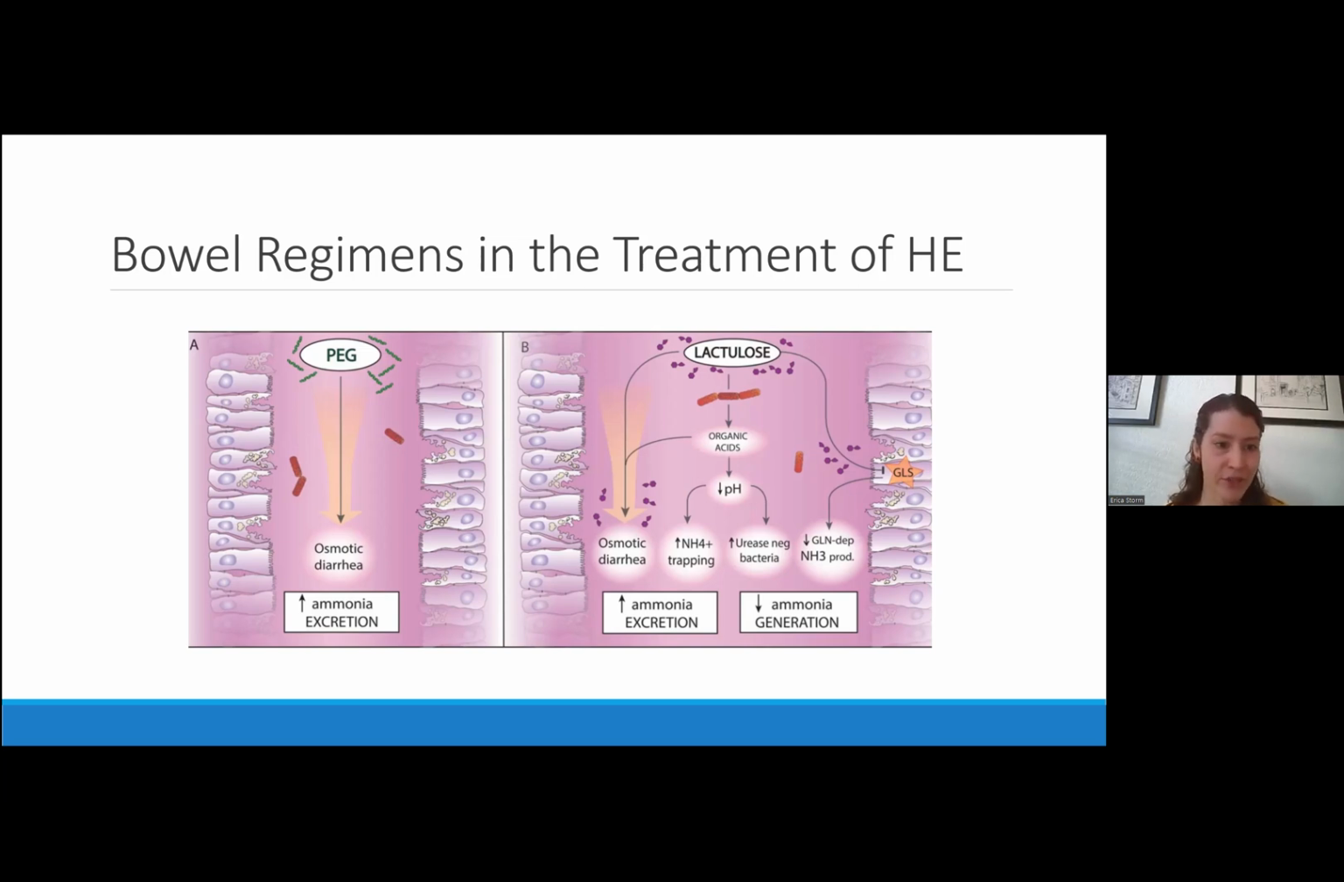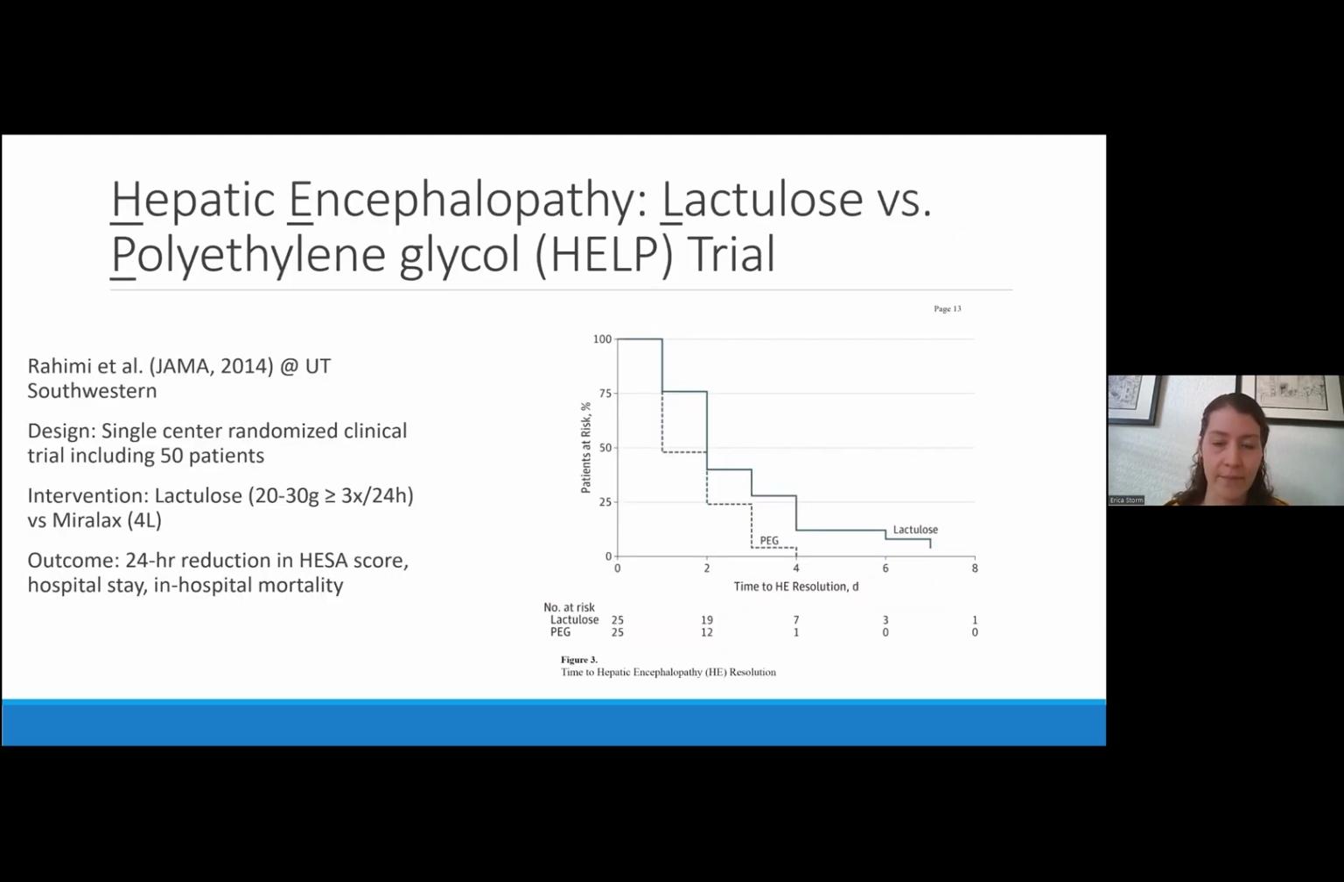There is some emerging data in the last 10 years that has actually shown that Miralax can have some benefits over lactulose in the role of encephalopathy. And most people will cite something called the HELP trial that was done out of UT Southwestern in 2014. It was a small, single-center trial. It only included 50 patients, but surprisingly, it got pretty good statistical power.